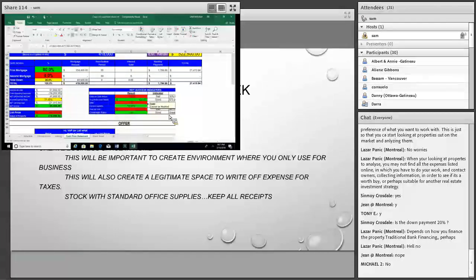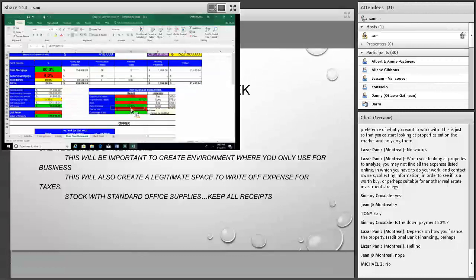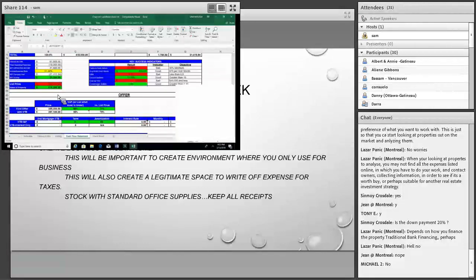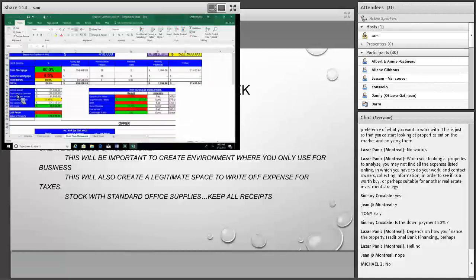Cap rate now is at 10, so it's green. We're happy. That'd be a 10 cap rate at 418. And the coverage ratio is outstanding. It's way above 1.2. That's important for institutions and banks to look at, okay? Don't worry about all this stuff. This is just grabbing the information from up here.